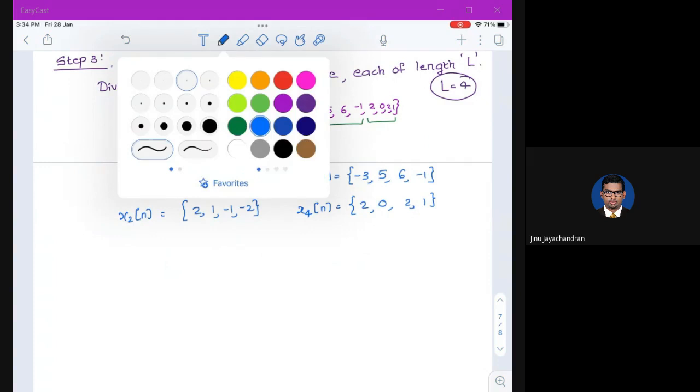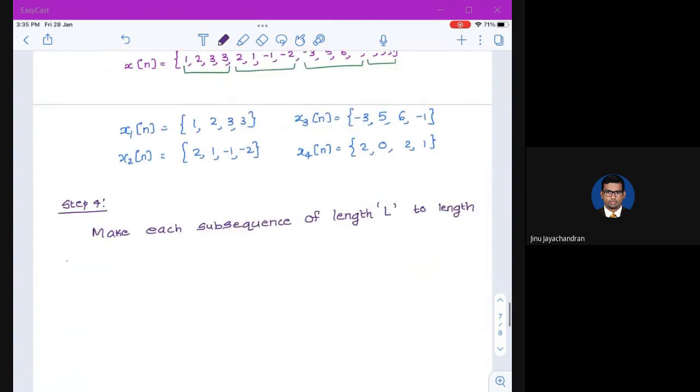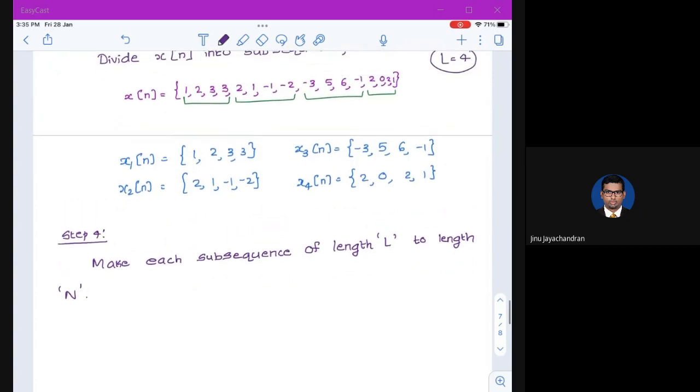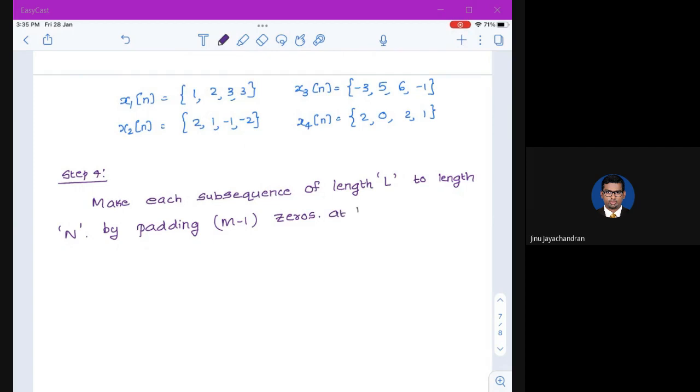Next, step 4, make each subsequence of length L to length capital N. That is, if you see each of these x1, x2, x3, x4 has a length equal to 4, we need to make each of these of length N, which is equal to 7, by padding M minus 1 zeros. That is, you need to pad 4 minus 1, that is 3 zeros in each subsequence. So your new x1 dash has zeros at the end. That is really important. At the end of each subsequence.